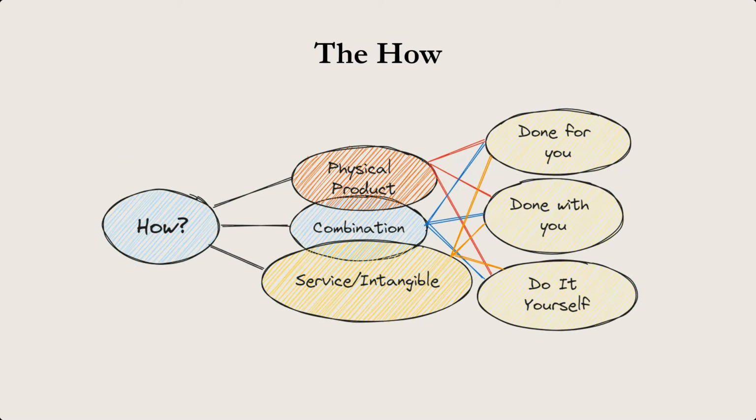So the last of the three questions is the how question. The how question looks at how you serve your clients. Are you providing a service, a physical product, or perhaps a combination of both? Then there are variations in how you provide that service or product. So do you give a complete done for you solution, or do you help someone to build or achieve results together? Or do you provide instructions to someone so that they can do it themselves?